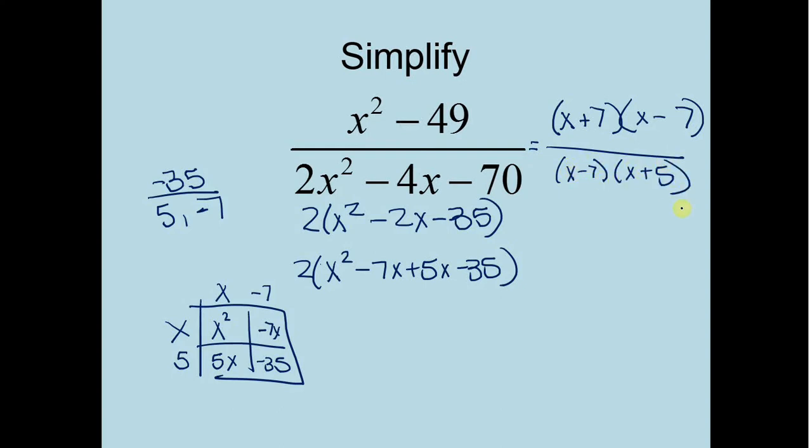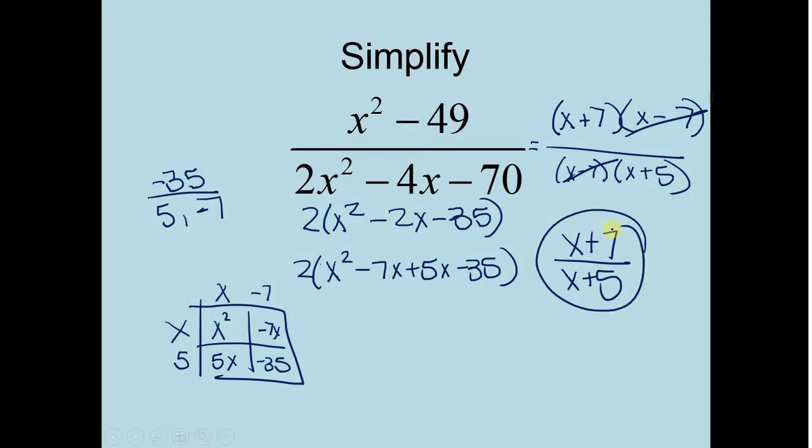Do you see something on the top and the bottom that we can get rid of? Yeah, the x minus 7s, right? Get rid of those. So I'll be left with x plus 7 over x plus 5. Make sure you don't kill a kitten. Don't cancel those x's because the x is attached to the 7 with an addition sign. If that was multiplication on the top and the bottom, we'd be having a different conversation right now. But when there's addition, no canceling.